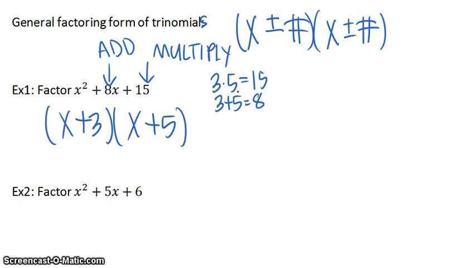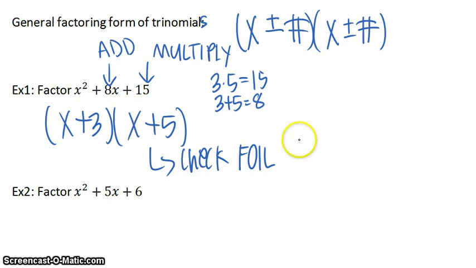But a way to make sure that we did it right, and you're not always going to need to do this, is to check this example by the FOIL method. Remember, first, outer, inner, last. So we're going to say the first 2 terms, x times x, which is x squared, and then we have the outer terms, which are x and 5.